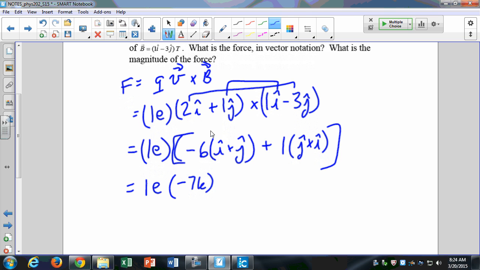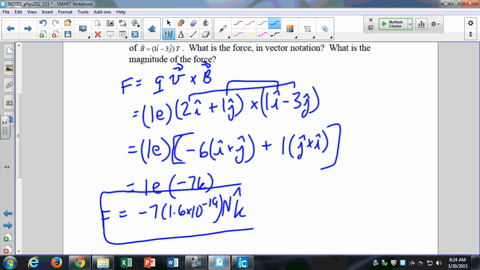So anyway, that's our force. Our force is negative 7 times 1.6 times 10 to the minus 19 in the k direction. That's in newtons. We'll come back and finish the rest of this on Monday.